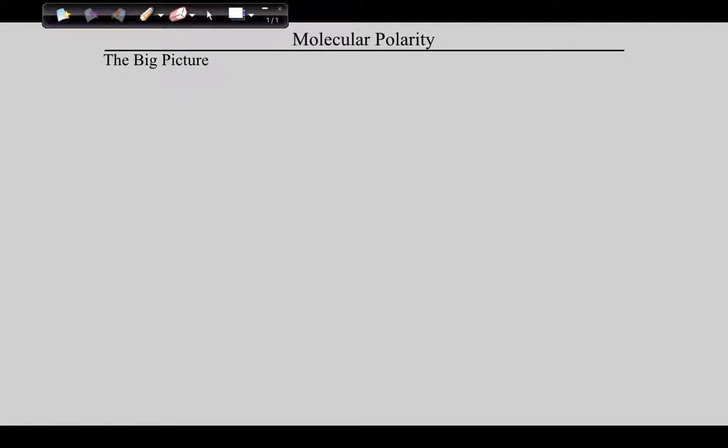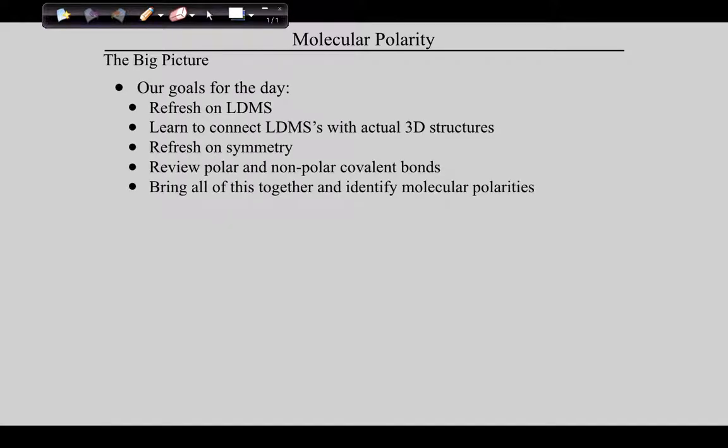So guys, don't write this down, but this is what we're going to do today. We are going to, first of all, go back really quick and make sure that you guys can all draw Lewis dot molecular structures, but I already know you can because you did well on the test. So we're going to touch that quick. Then we are going to learn, and this is sort of new, how to connect the Lewis dot structures that you know how to draw with what they actually look like three-dimensionally.